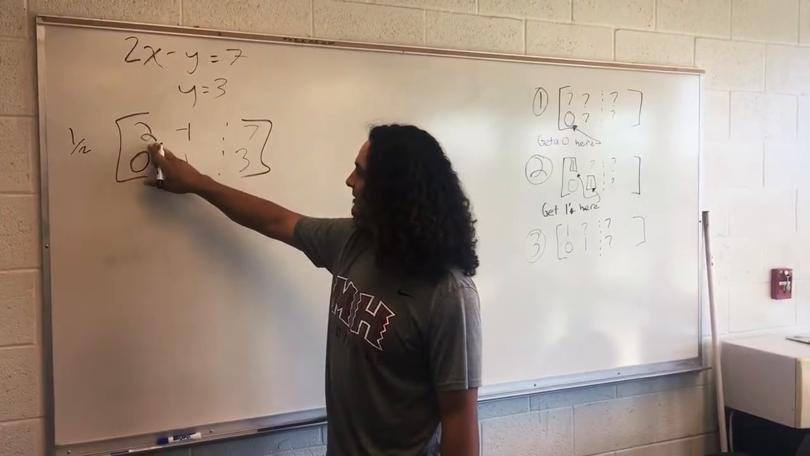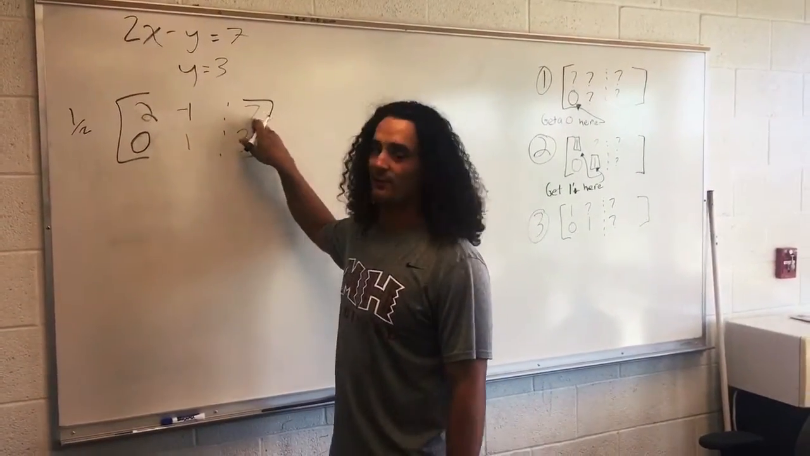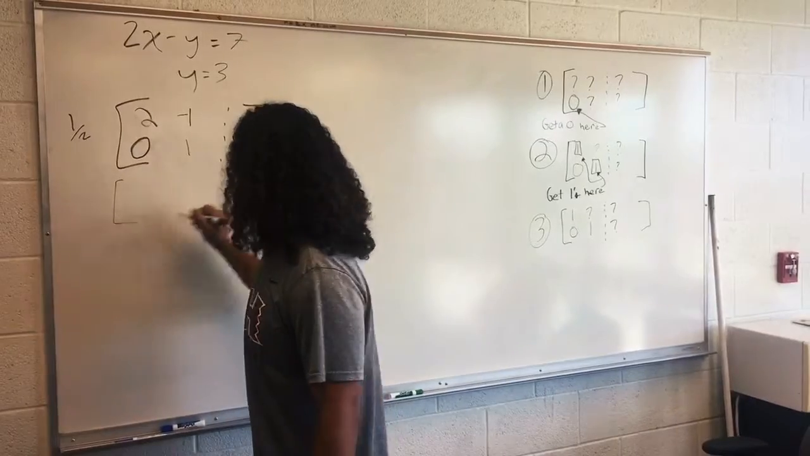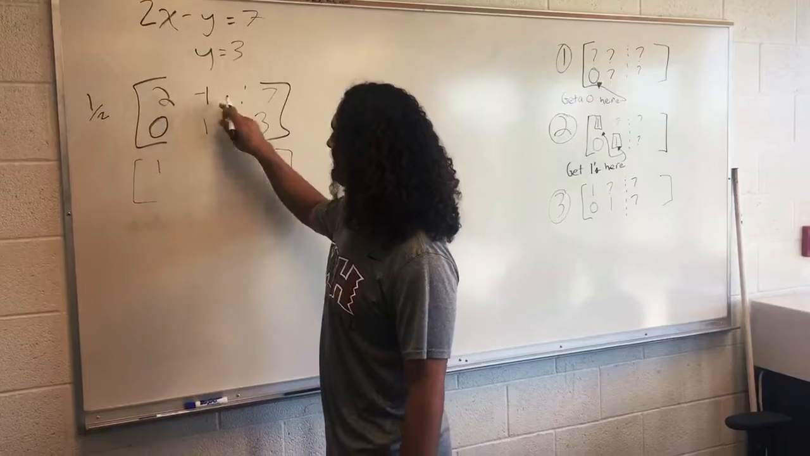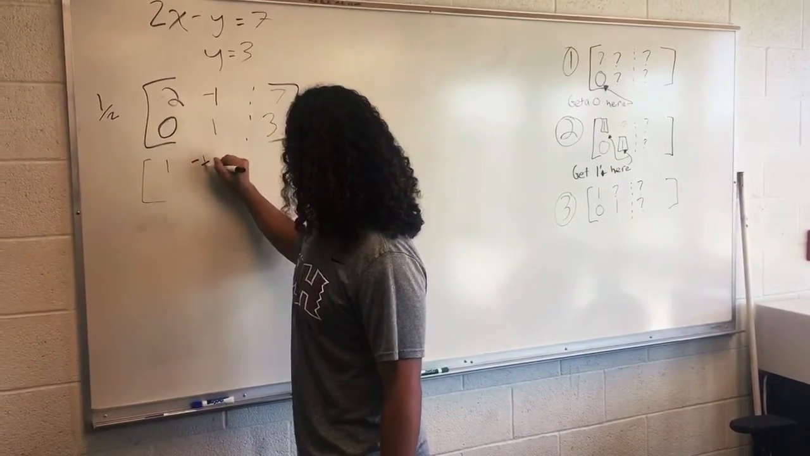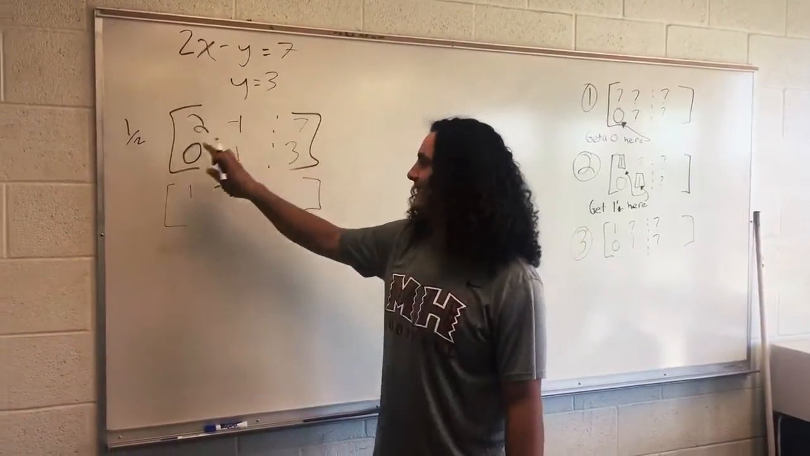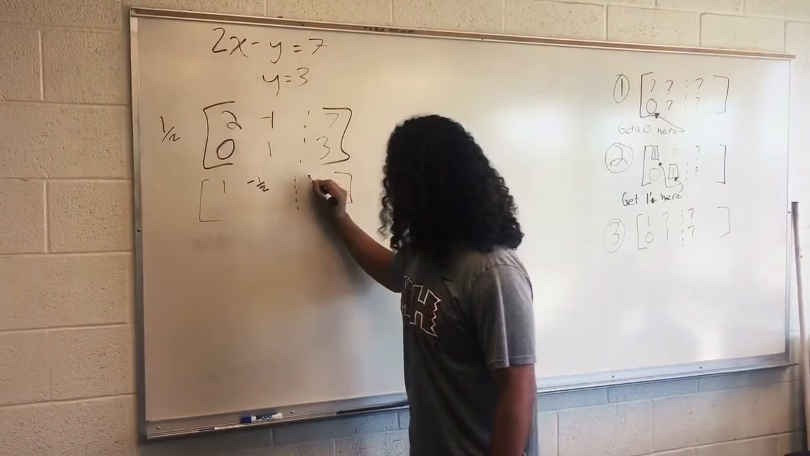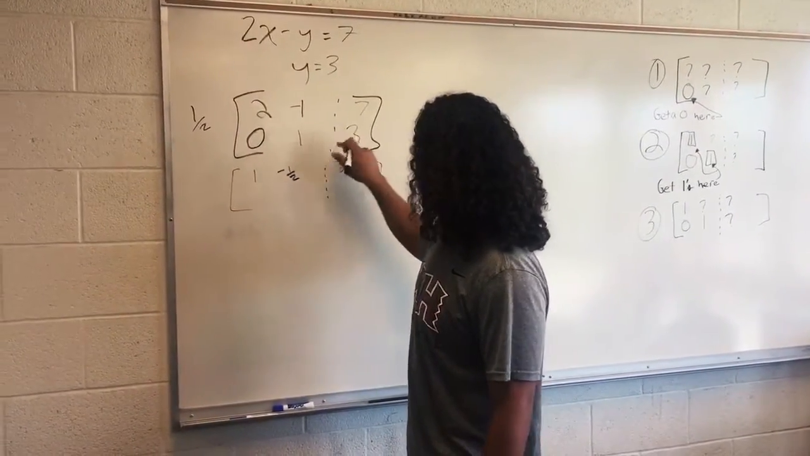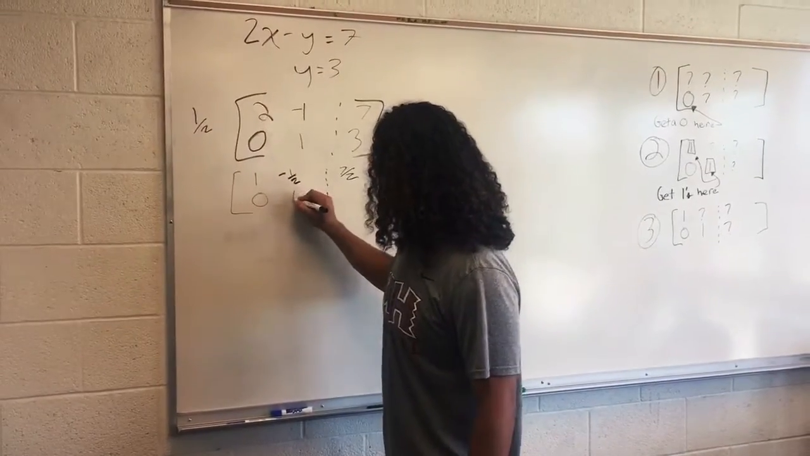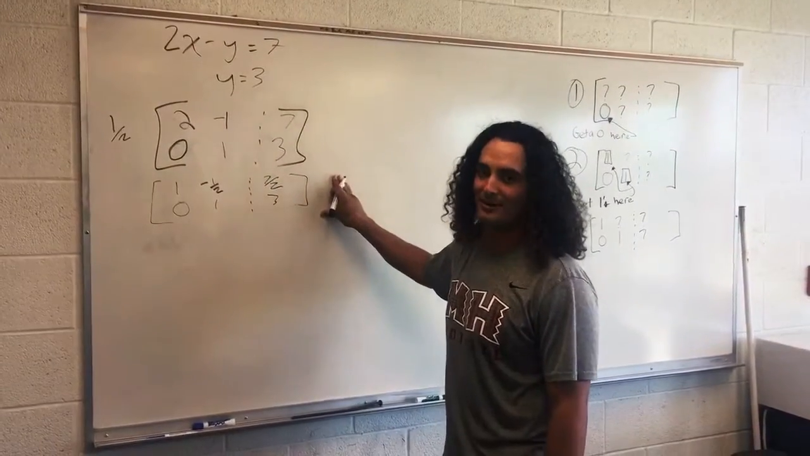But if we multiply one part of our equation by 1/2, we have to multiply the rest by 1/2 as well. So our next part of our augmented matrix will be a 1. 1/2 times -1 is -1/2. And then 7 times 1/2 is 7/2. And then you would bring the rest of this part down. So we have 0, 1, and 3. And this is the final part of our augmented matrix.